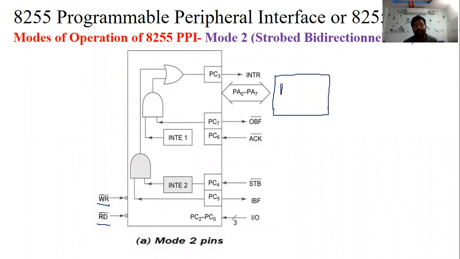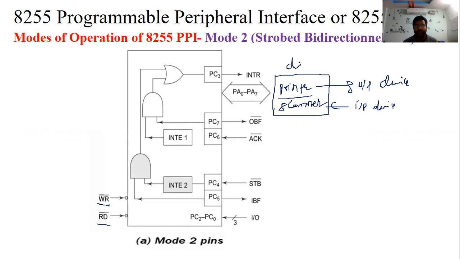In mode 2, the devices are, for example, printer and scanner. Printer is an output device. Scanner is an input device. This is the device that has the features of both input and output, and at that time you can operate in mode 2. In mode 2 only port A is available. See these arrows.